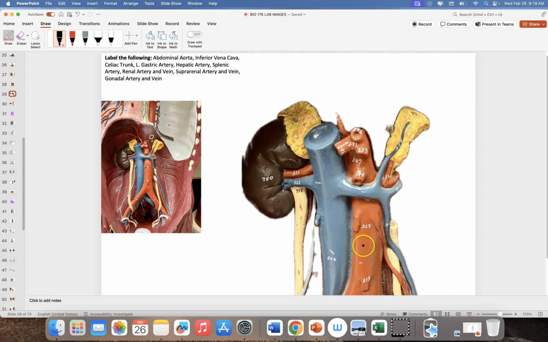Let's get our major vessels down first. Here we are going to have our abdominal aorta. And we're going to take a look at different branches that come from the abdominal aorta. And then over here, this next line I've drawn, we have the inferior vena cava.